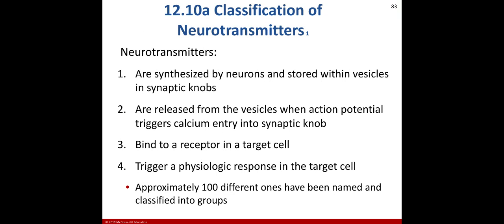So neurotransmitters, that's kind of our last big thing here. What are those? Neurotransmitters are synthesized by neurons and stored in vesicles in the synaptic knobs. They are released from vesicles when action potentials trigger calcium into the synaptic knob. They bind to receptors in target cells, and they trigger some sort of physiological response in the target cells. There's 100 or so different ones that have been named and classified. We are not going to do all 100, but there are some common and important ones we will look at.